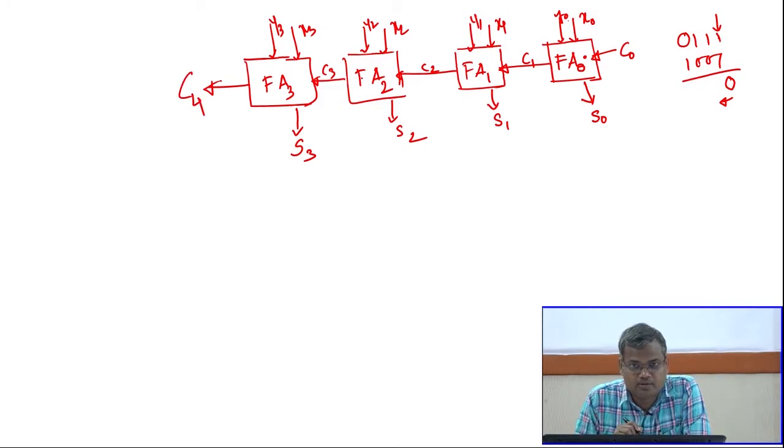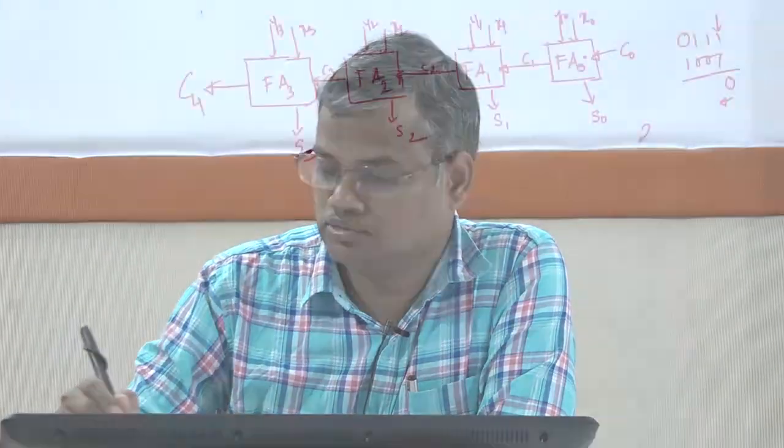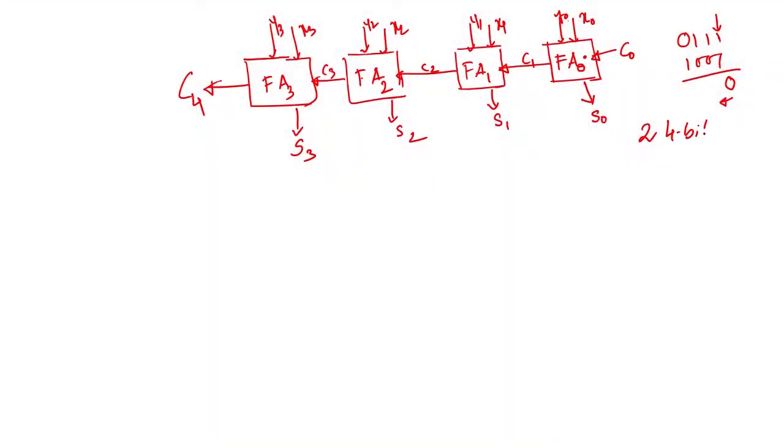So, now we will analyze the gate delay for this simple circuit, adding 2 4-bit numbers. Okay. We are adding 2 4-bit numbers.